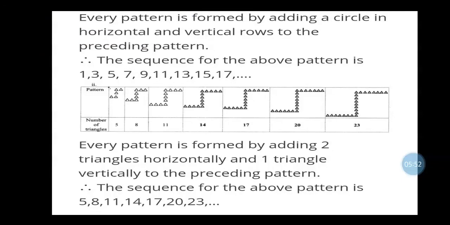Here, every pattern is formed by adding a circle in horizontal and vertical rows to the preceding pattern. Therefore, the sequence of the above pattern is 1, 3, 5, 7, 9, 11, 13, 15, 17 and so on.